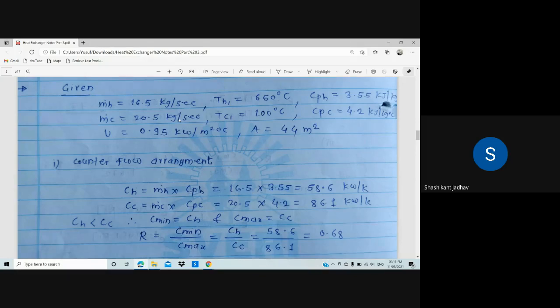This is a very simple problem, but you have to understand which quantities are unknown to us. By using that, we have to use the different equations, and by using those equations, we have to calculate the values of TH2 and TC2. Okay, so for the calculation of this, first of all, you have to consider the counter flow arrangement. So all of you write down first counter flow arrangement.